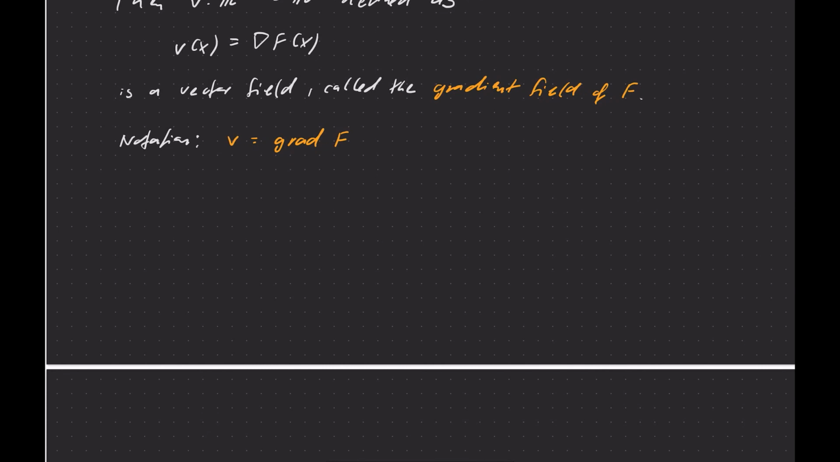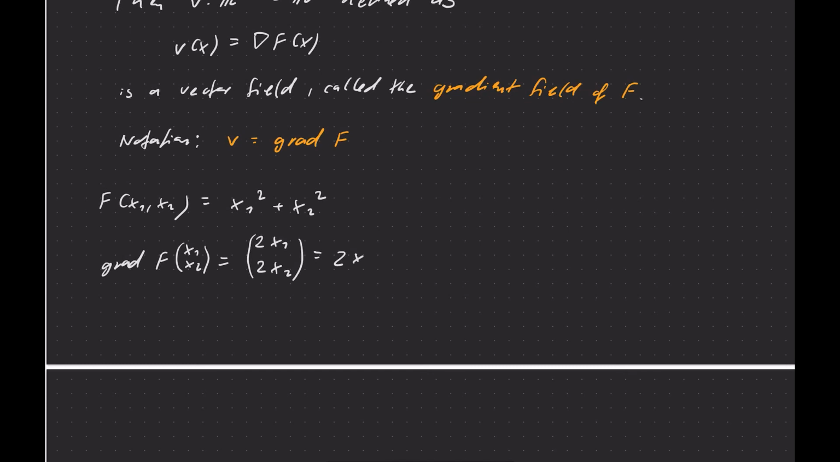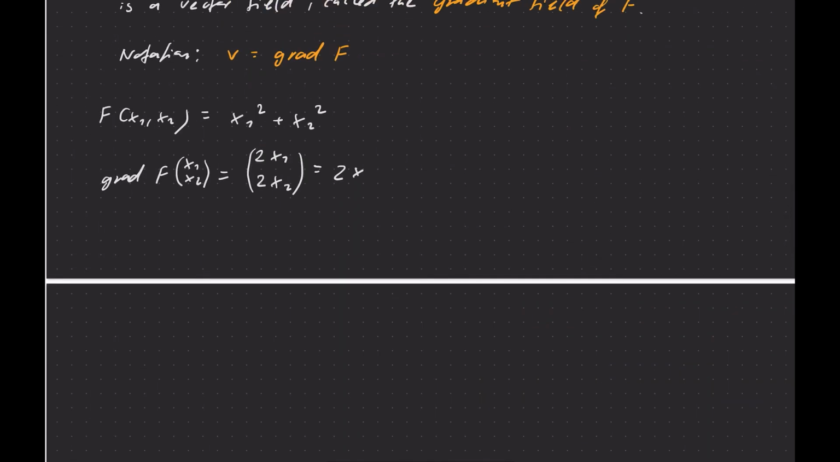To round that off, let's see one possible example. So let's say we have a scalar field that is defined as f of x1, x2 equals x1 squared plus x2 squared. Then the gradient field, grad f of x1, x2, is simply the gradient of f at the point x1, x2, and that is 2x1, 2x2. Okay, so pretty simple. It's just 2x, basically. How does that look? Quick sketch.